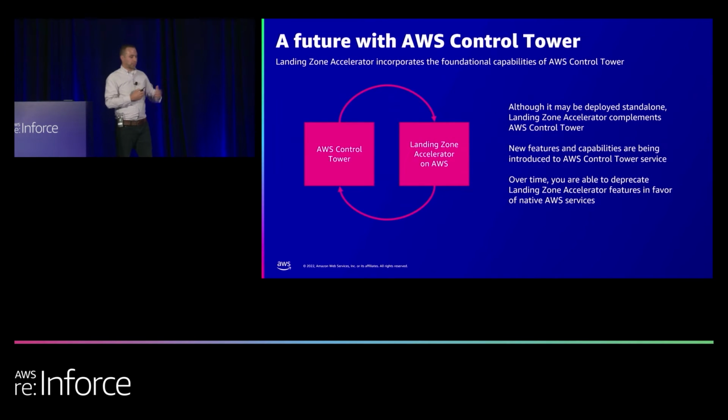I do want to briefly talk about Control Tower because this solution, Landing Zone Accelerator, is built essentially on top of or adjacent to Control Tower, and it incorporates those foundational capabilities that Control Tower provides. But we go a bit further. This solution can be deployed standalone, and in fact, in regions that Control Tower is not available yet, like GovCloud and the Amazon dedicated cloud regions, you can deploy it standalone.